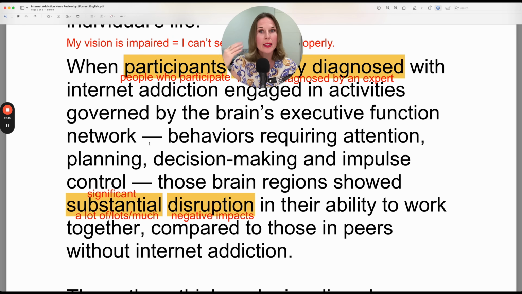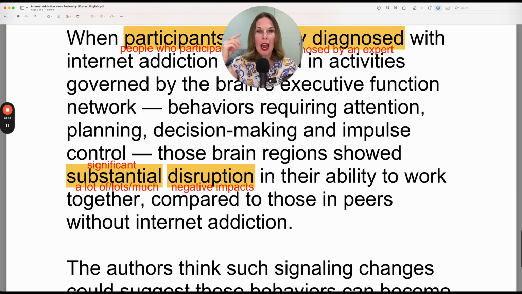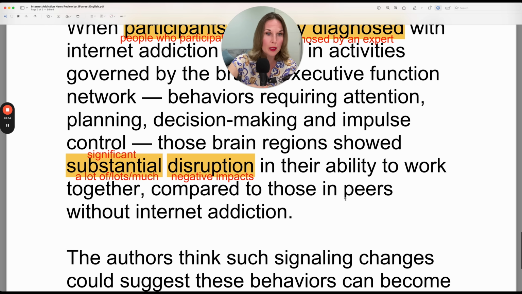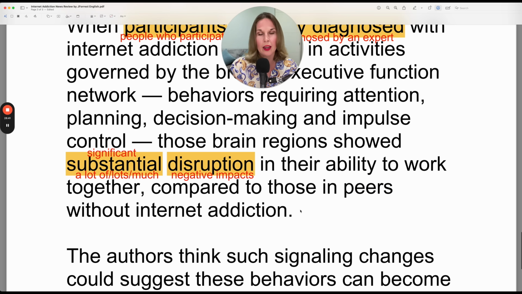So when someone formally diagnosed with internet addiction tried to pay attention, they had disruption in those brain regions. So they had negative effects in those brain regions compared to other people. So that's their peers, other people in the same category without internet addiction.